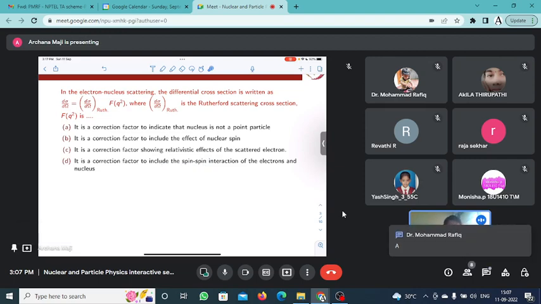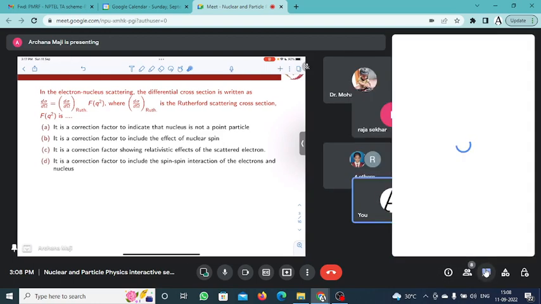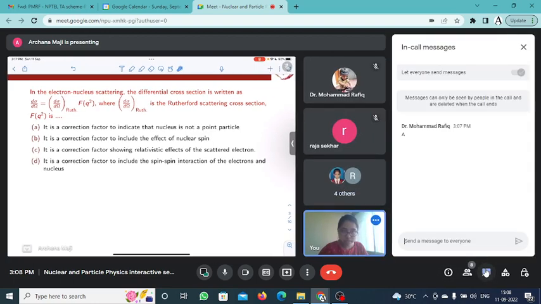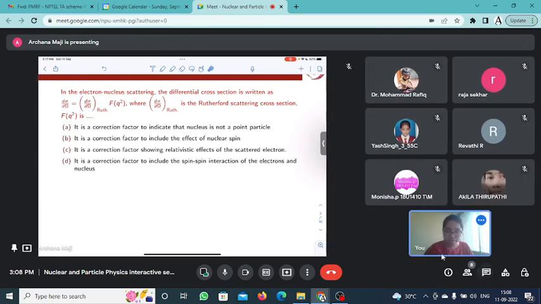None of you have watched the lecture? Okay. What about others? Okay, yes, this is the correct option. It is a correction factor to indicate that the nucleus is not a point particle.